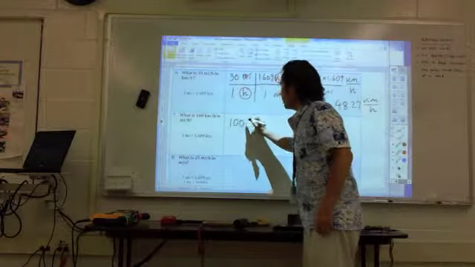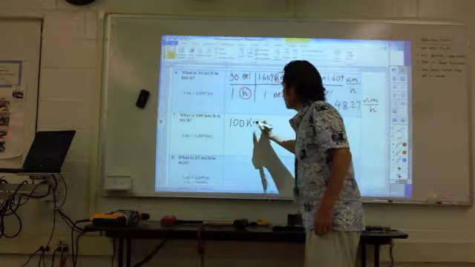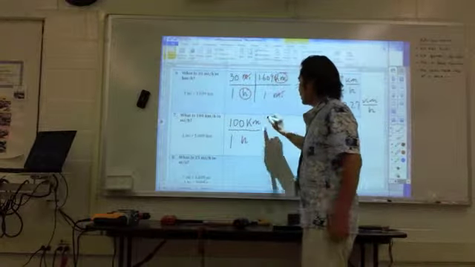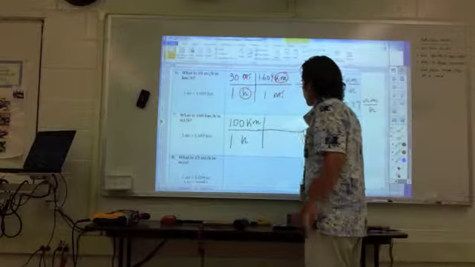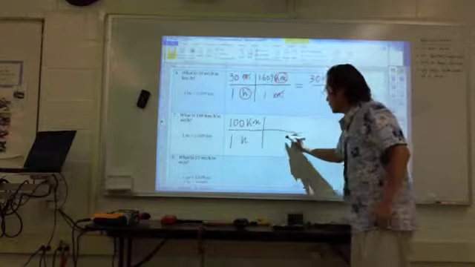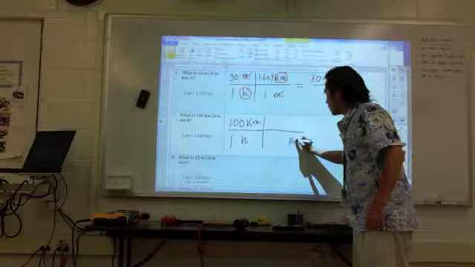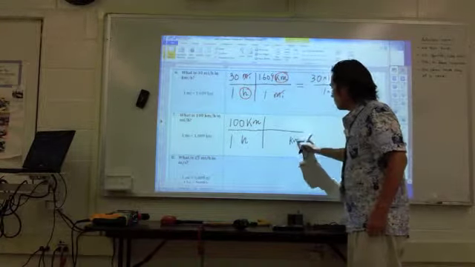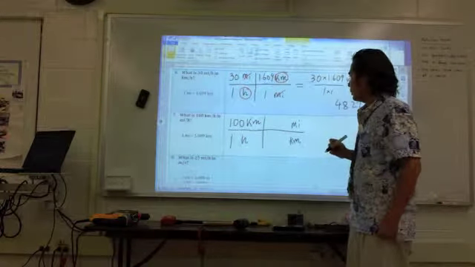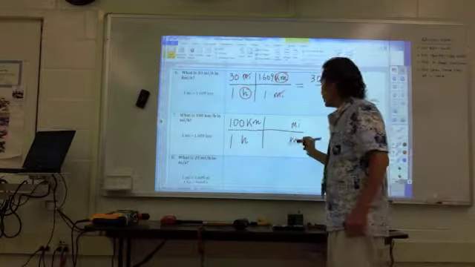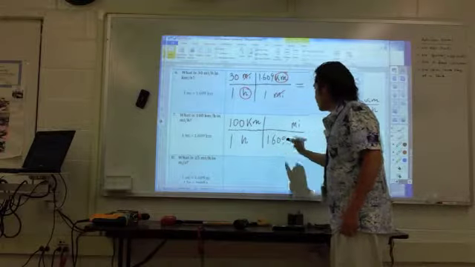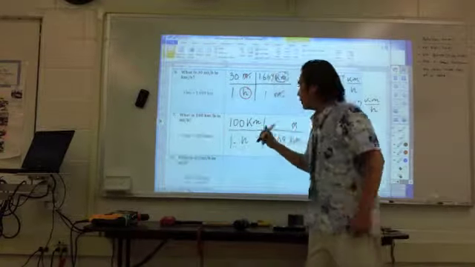Write the starting quantity. 100 kilometers in 1 hour. Okay, extend the cross. You got to get rid of kilometer, so kilometer comes downstairs. And instead of kilometer, mile comes upstairs. Okay, and associate number with that. Kilometer is associated with 1.609. Mile is associated with the 1.